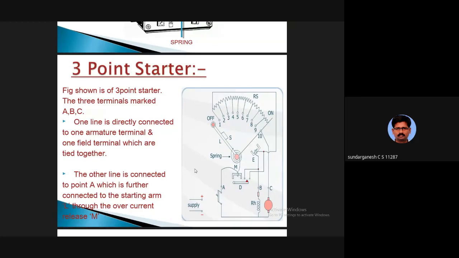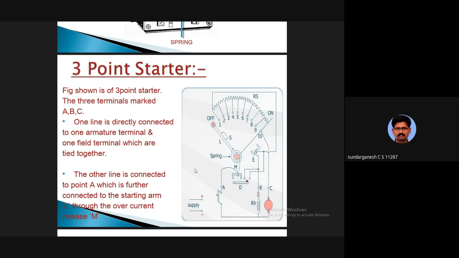It cannot be used for a series motor. In a series motor, we are not using starters, because there is some field resistance in the series motor, so it is added with the armature. We can also use 2-point starters, but in this syllabus it is not given. The 2-point starter is only used for DC series motors. The 3-point starter as well as the 4-point starter are used for shunt and compound motors.